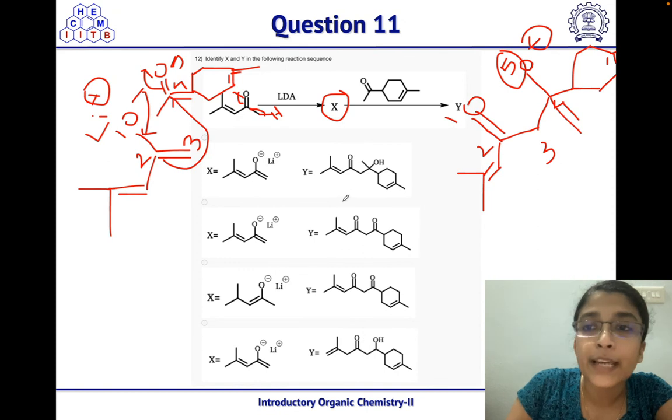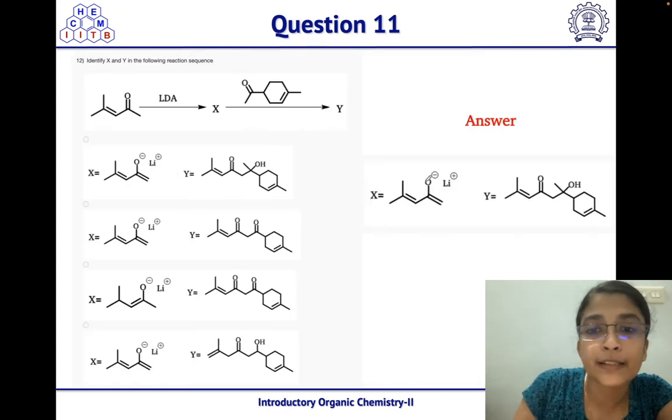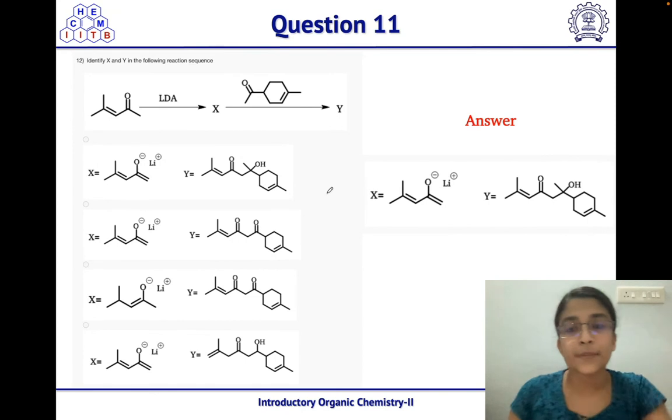So out of the four options, the right option for compound Y is this one. It will form this aldol product. So X will be the lithium enolate as we have seen here. LDA will abstract the proton from this less hindered side and we will get this lithium enolate. Then that lithium enolate will add on to this ketone and it will result in the formation of this aldol product. Is it clear why this is the answer? This will be X, which is the lithium enolate, and Y will be aldol product. Is the mechanism clear?